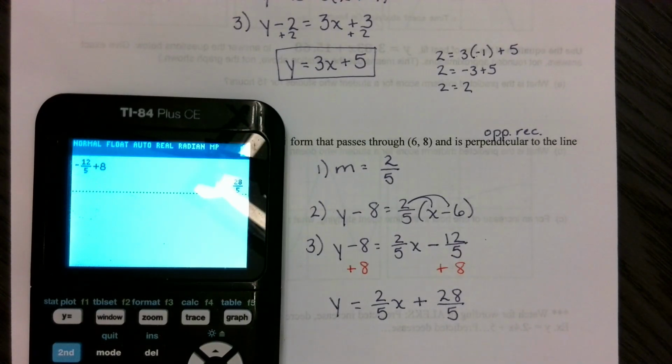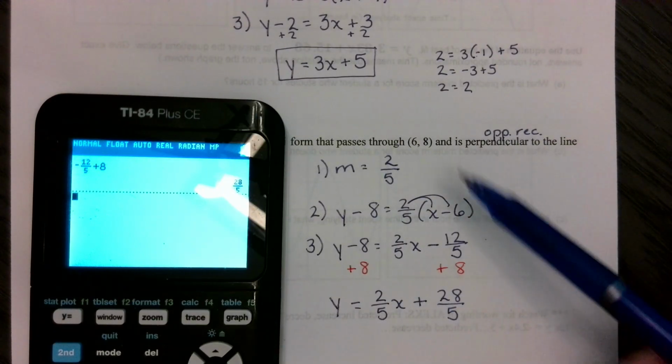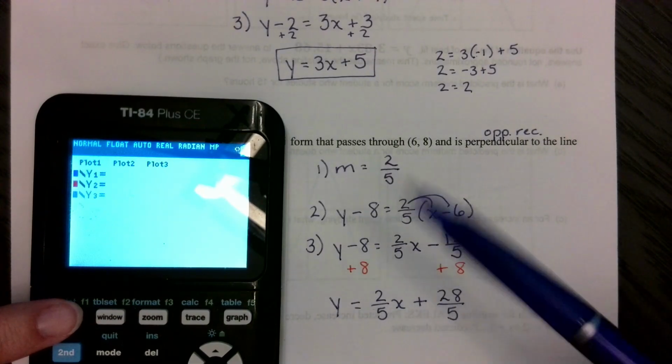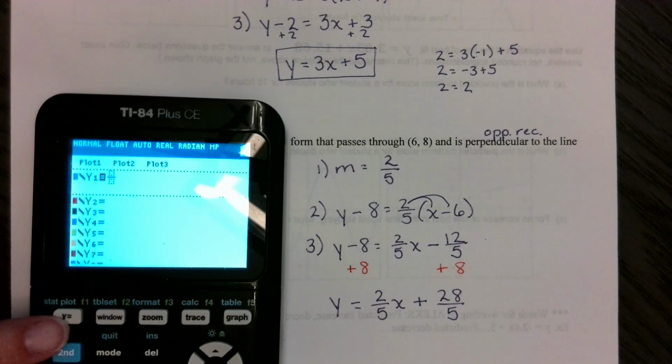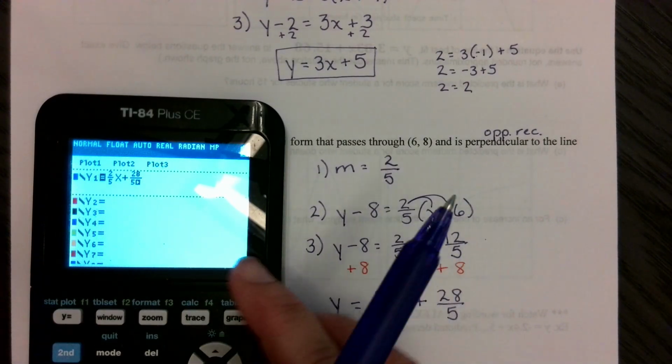Now, how can you tell if these two lines are perpendicular in this point? First thing is, this point has to be on this line. So I'm going to go to y equals. I'm going to plug this in. 2/5. You have to put that x in or it's wrong. Plus, and you can do this by division if you want instead of putting in fractions.